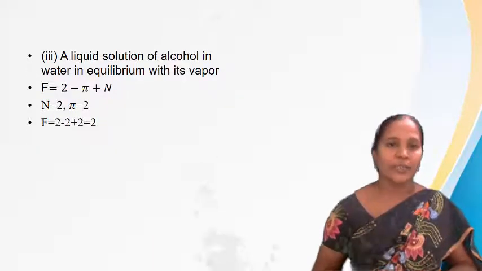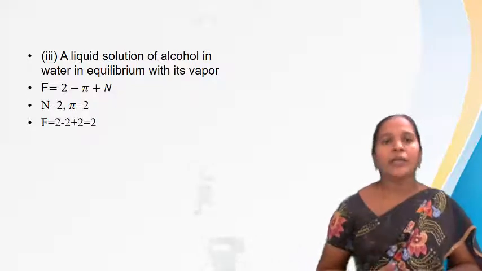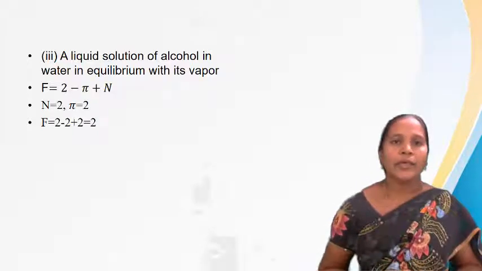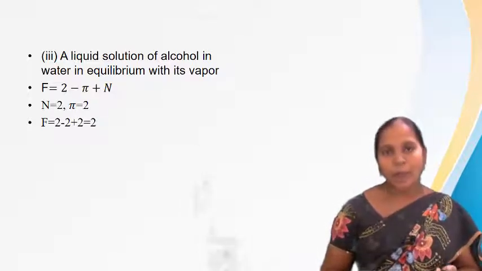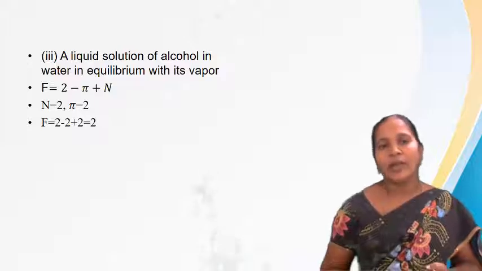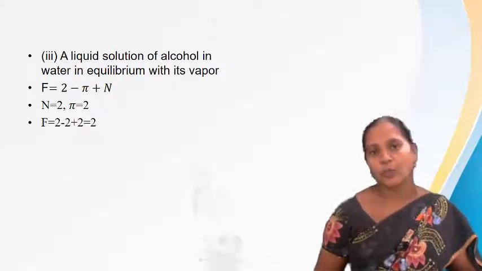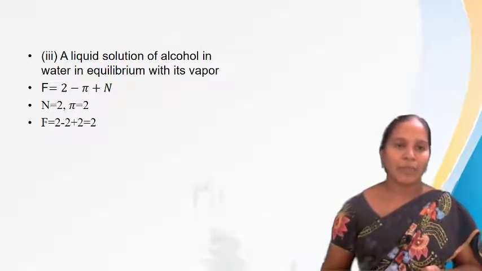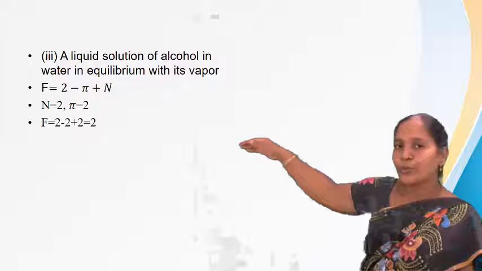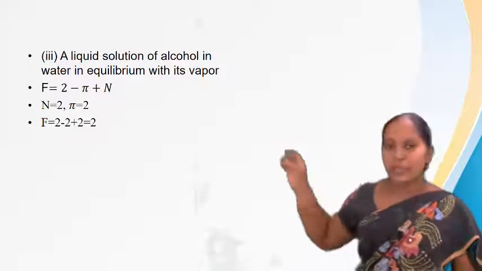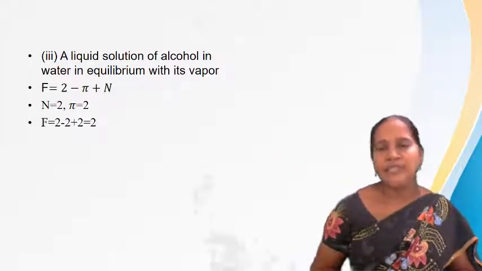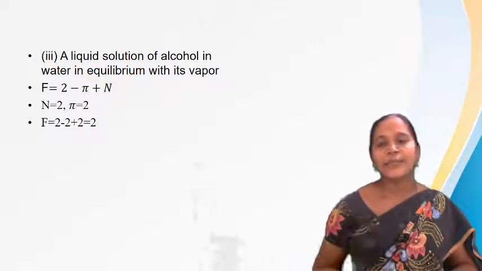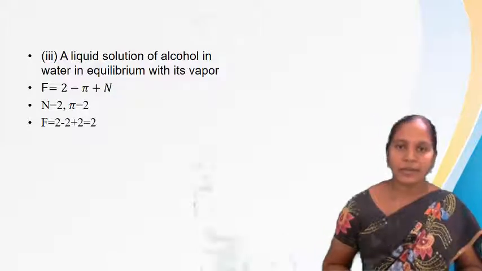Now coming to the third part. A liquid solution of alcohol in water is in equilibrium with its vapor. Here, alcohol is one component and water is one component, so the number of components n equals 2. The number of phases is also 2, the liquid phase and the vapor phase. Therefore, f equals 2 minus 2 plus 2, which equals 2. If the degrees of freedom equals 2, the system is called a divariant system.